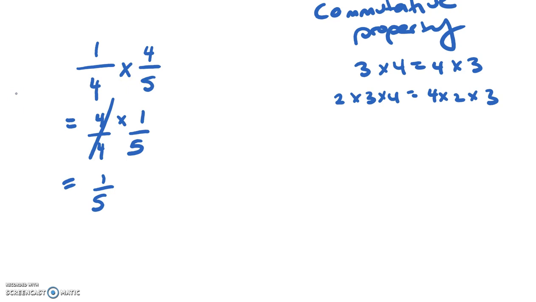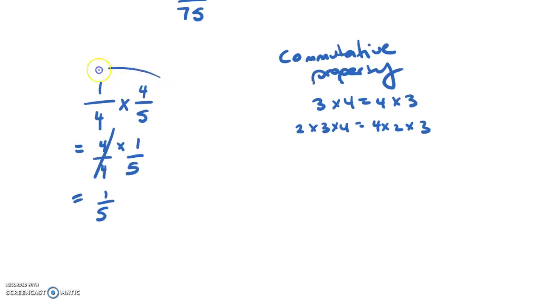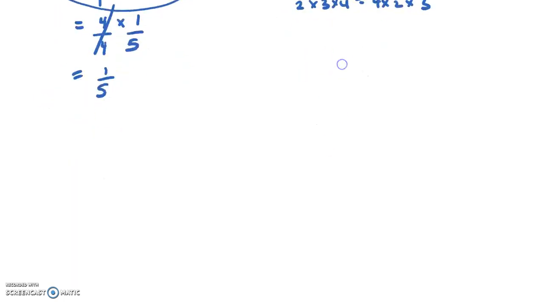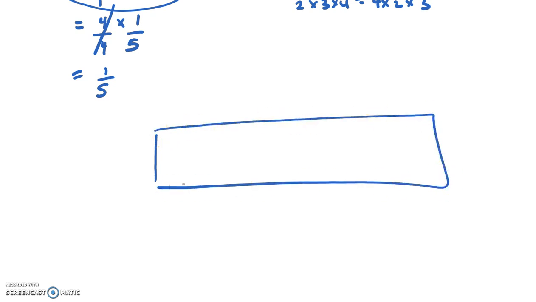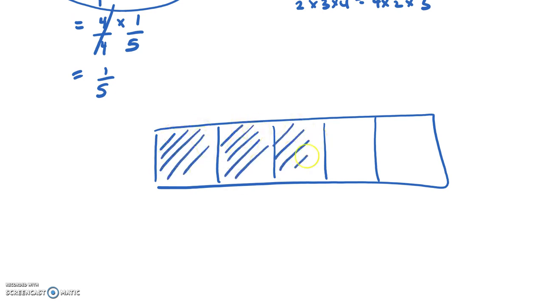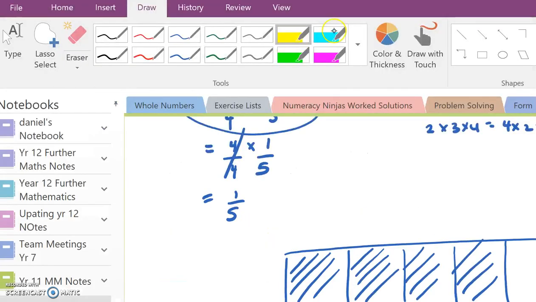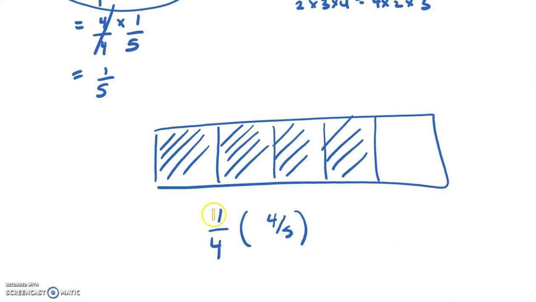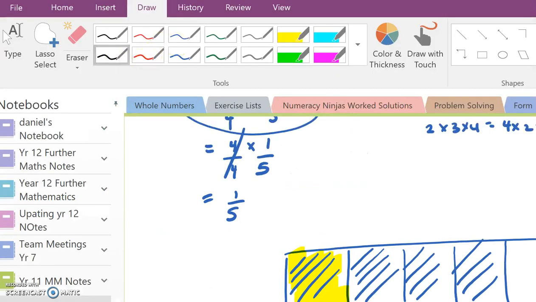So it's also, we could just think about this problem really, 1/4 of 4/5. Okay, so here's my whole. I split it into fifths. Right? I have 4 of them. Okay, and now what I'm doing is taking 1/4 of my new whole amount, which is my 4/5. 1/4 of my 4/5. So what's 1/4 of the 4/5?